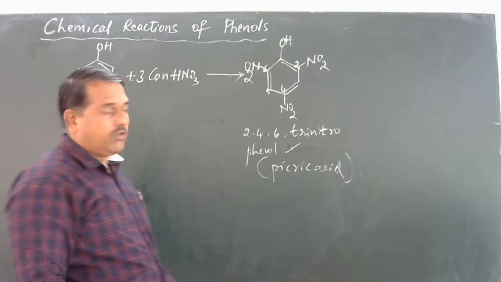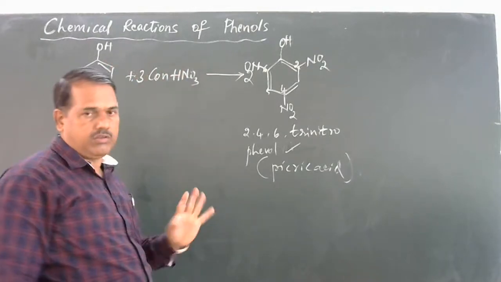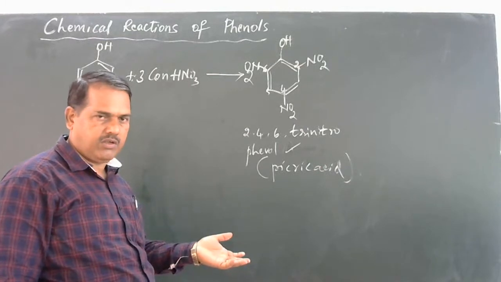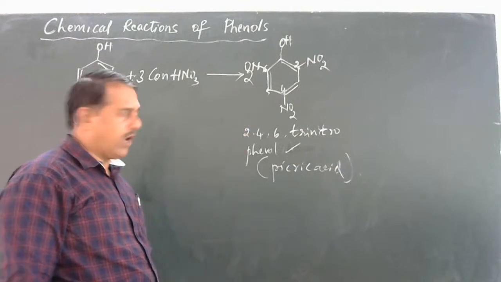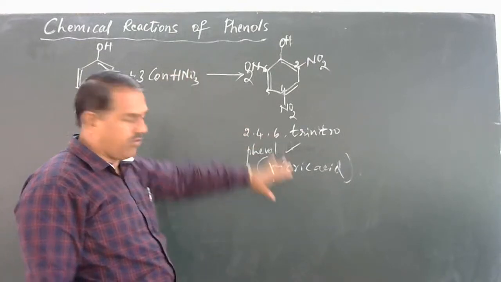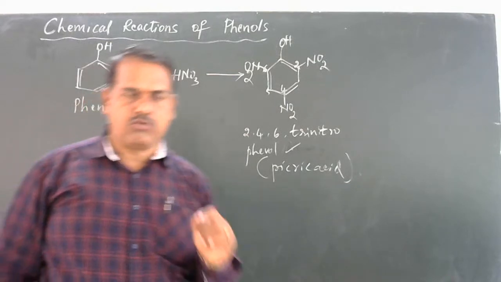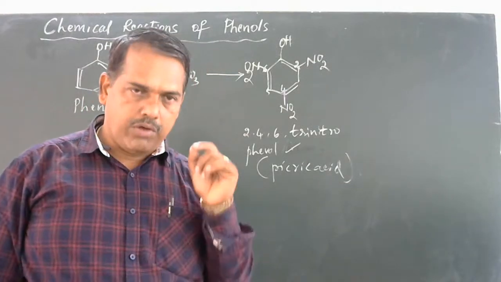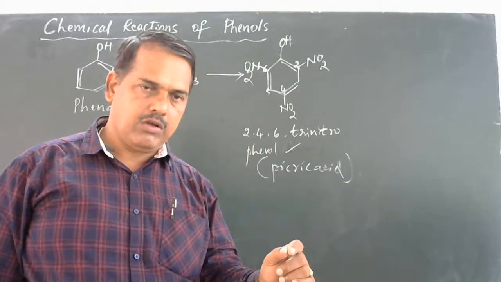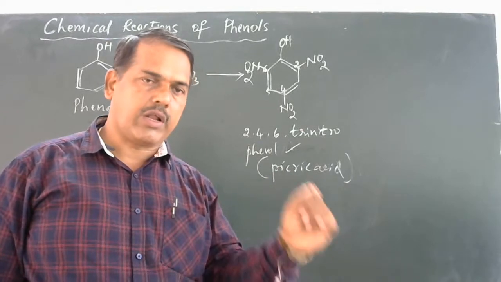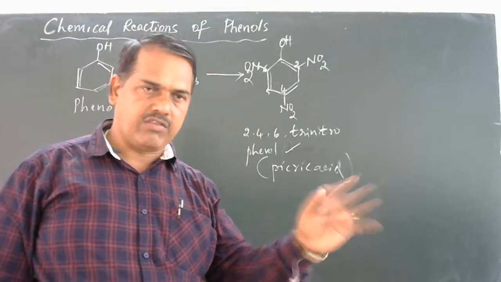Are you clear? So it is the first method: phenol is sulfonated by using sulfuric acid, so we will get sulfonated phenol. On treating with nitric acid, we can also prepare picric acid. That is an alternate method. Okay, students say how to remember: when phenol is treated with concentrated nitric acid, 2,4,6-trinitrophenol is obtained, which is called picric acid.